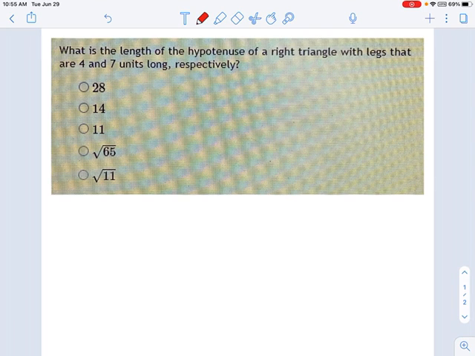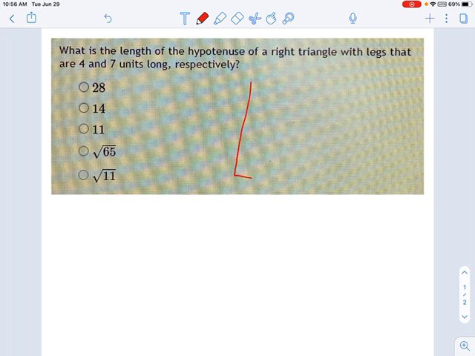So this is a simple problem asking for the length of the hypotenuse of a right triangle. And if you remember, what's special about a right triangle is that you can use the Pythagorean theorem to figure out the hypotenuse if you know the length of the legs. So this problem is essentially asking if you know what the Pythagorean theorem is.